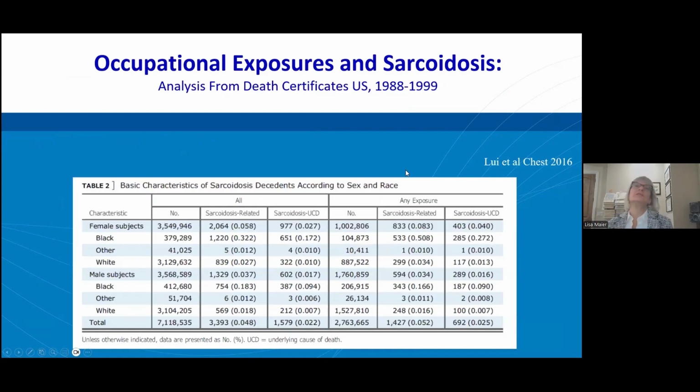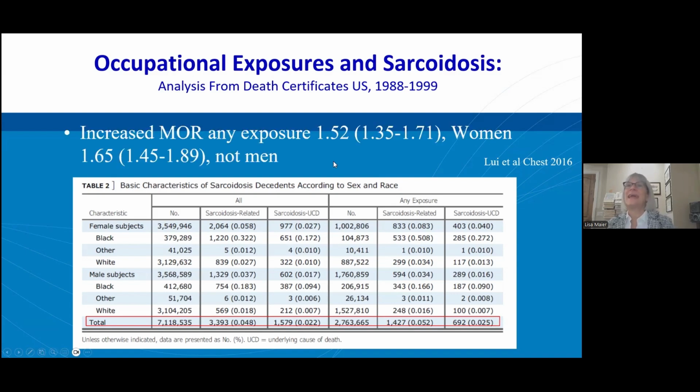We had the opportunity to look at a large mortality, death certificate study, in 25 states previously, this is now only up to about 2,000, that had a listing of people's last exposure. So we looked at 7 million deaths with more than 3,000 cases of sarcoidosis that were dying related to it, as well as another 15 due to sarcoidosis.